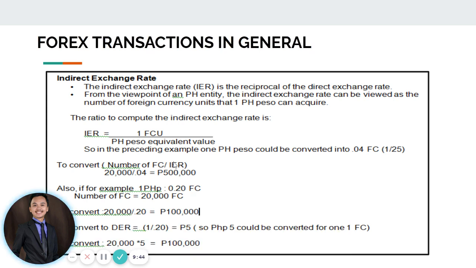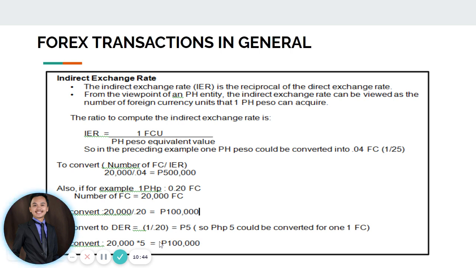So to compute our indirect exchange rate using our previous example, we have 1 over 25. If we compute 1 divided by 25, that means we have 0.04 foreign currency. That foreign currency depends on the problem, whether it's US dollar or yen or any other foreign currency unit. So it only requires you to have 0.04 foreign currency to acquire 1 peso. Earlier, in the direct, you were computing the number of pesos required to acquire 1 foreign currency unit. But in the indirect exchange rate, you will be computing how much foreign currency unit is required for you to acquire 1 peso or 1 local currency unit.